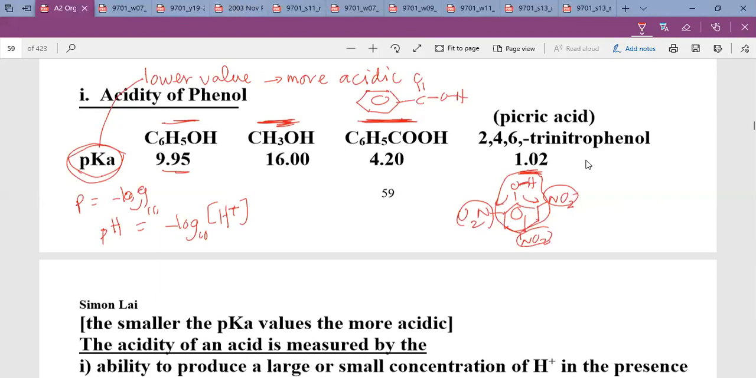Now, first of all, they ask you to compare. Very simply, why benzoic acid is the strongest, followed by phenol, followed by methanol. Of course, in your syllabus, they ask you to compare with water as well. Where is water? Water is between here. I don't know the exact value for pKa, you can find out yourself. Minus 14 and whatever. So I think it should be 14, because Kw is 10 to the minus 14. I think it's 14. Go and check it out.